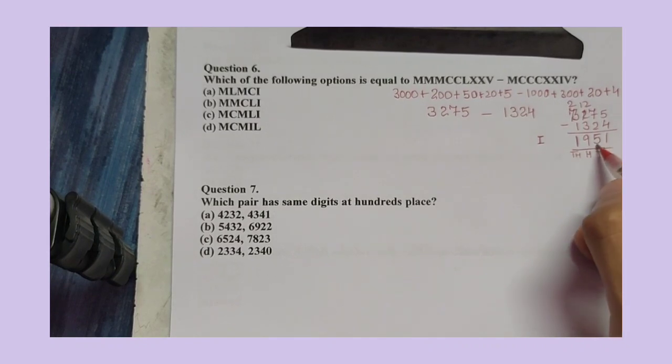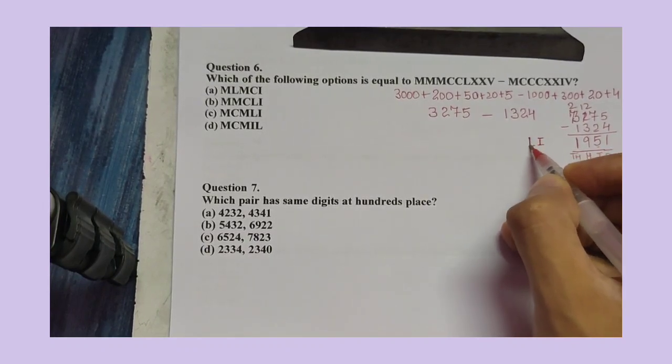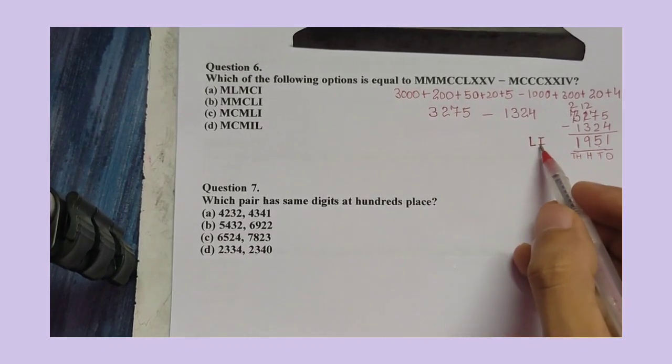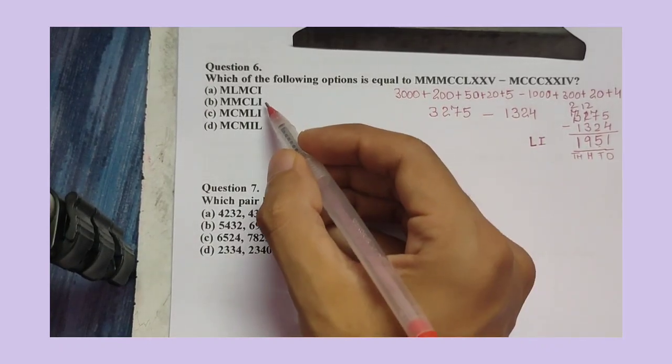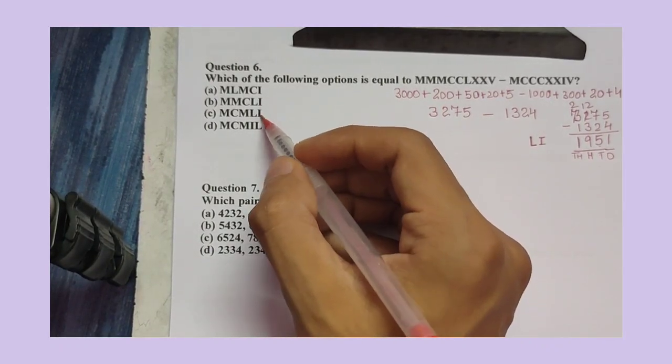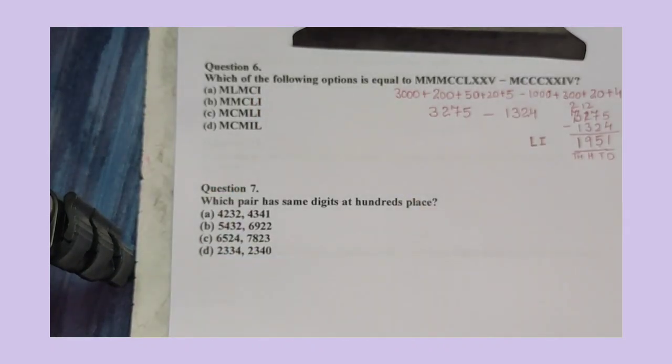Now for the tens place 5, it means 50. 50 is represented by L. So it means at the end there should be L and I. Now again if we watch carefully, then option B and option C, both the options have L and I at the end. Now which option will be the correct one?